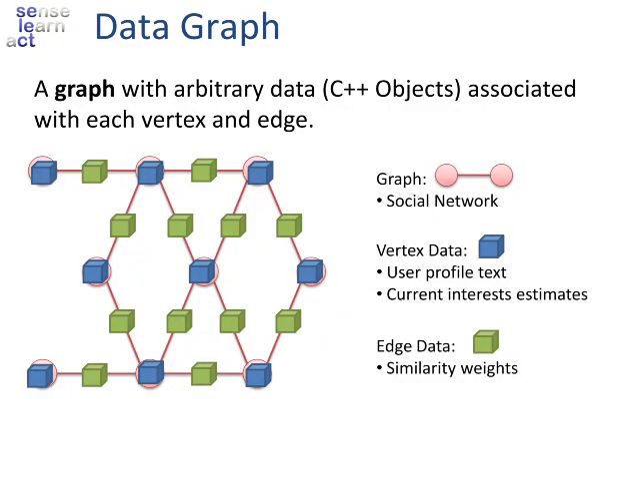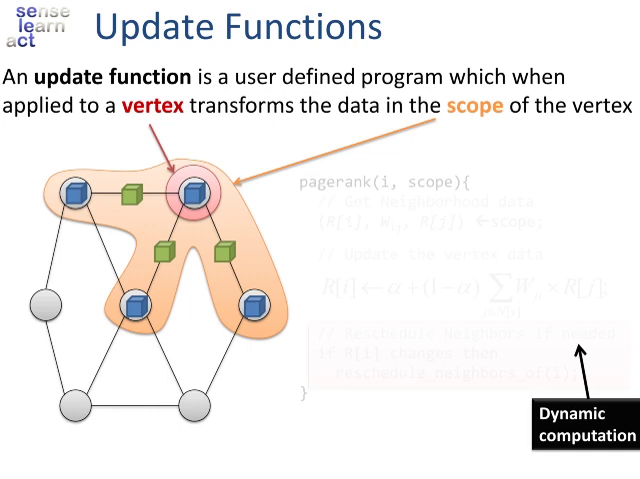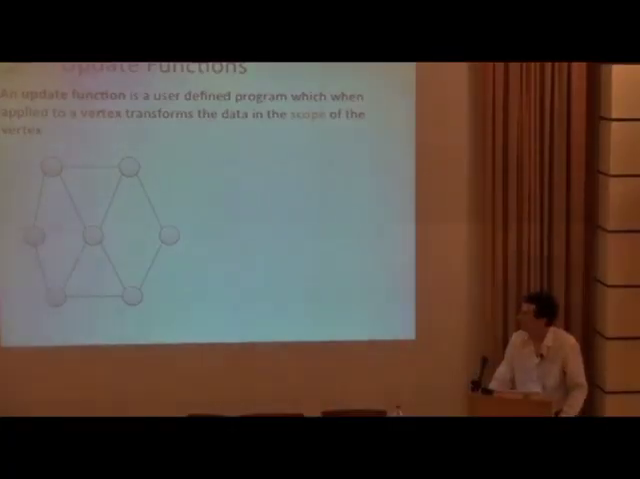The graph part is the most natural and simplest. You can imagine in a social network, the graph might define social relationships, where data in the vertex might be my user profile and my current preferences, and data on the edges might be some similarity measure between me and my friends. Now this is a very simple representation, and based on it, we can define update functions, which are the core things that you would implement if you write your program in GraphLab. And here's a simple example of an update function in the context of the PageRank algorithm.